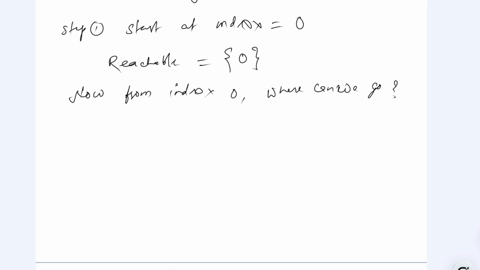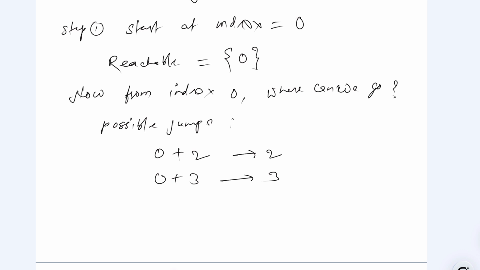We have possible jumps. The very first is 0 plus 2 will go to 2, 0 plus 3 will go to 3, like that we can say, right? So we can try index 2 or index 3.